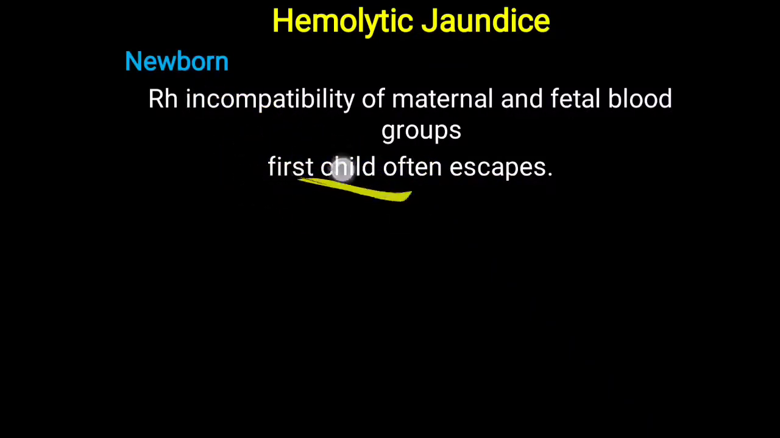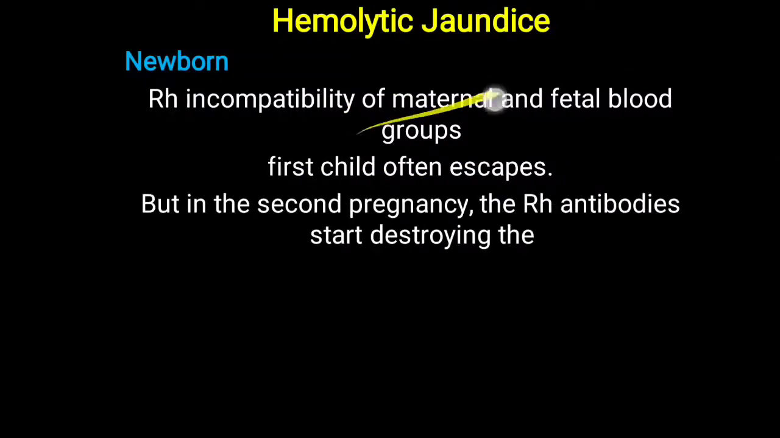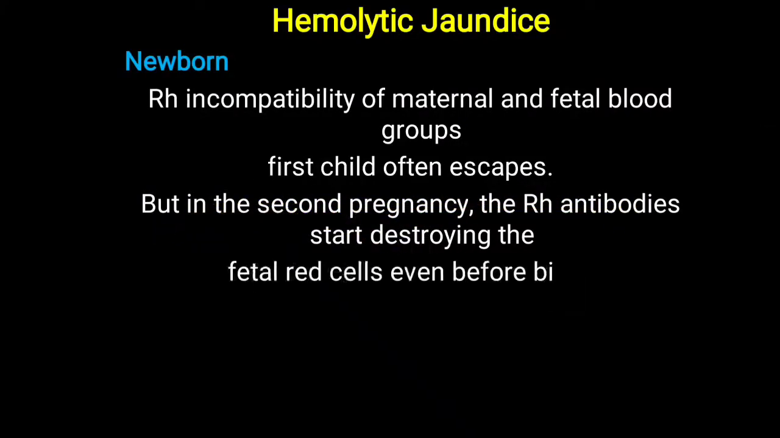When this Rh positive blood enters the mother, some antibody is generated in the mother's blood, initially of the IgM variety and later on the IgG variety, which can cross the placenta. When a second pregnancy occurs, this antibody will enter the fetus and start destroying the fetal red blood cells even before birth, and that is seen in a second pregnancy because of that Rh antibody.